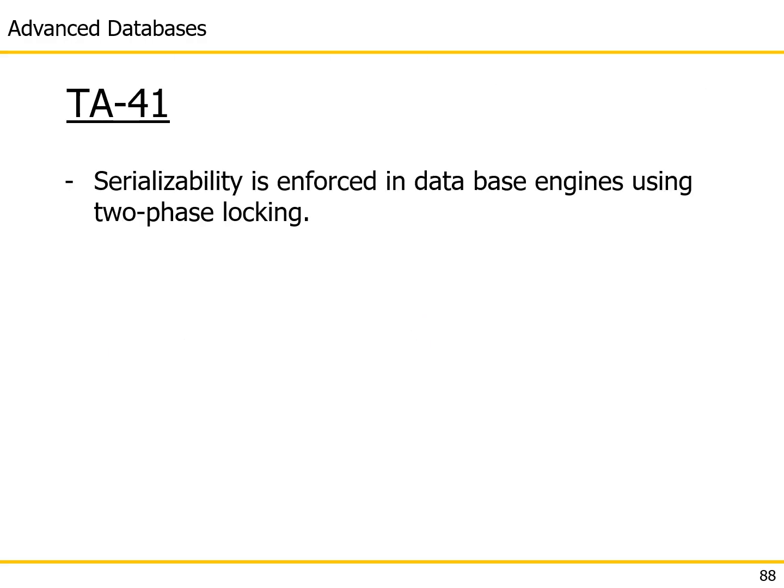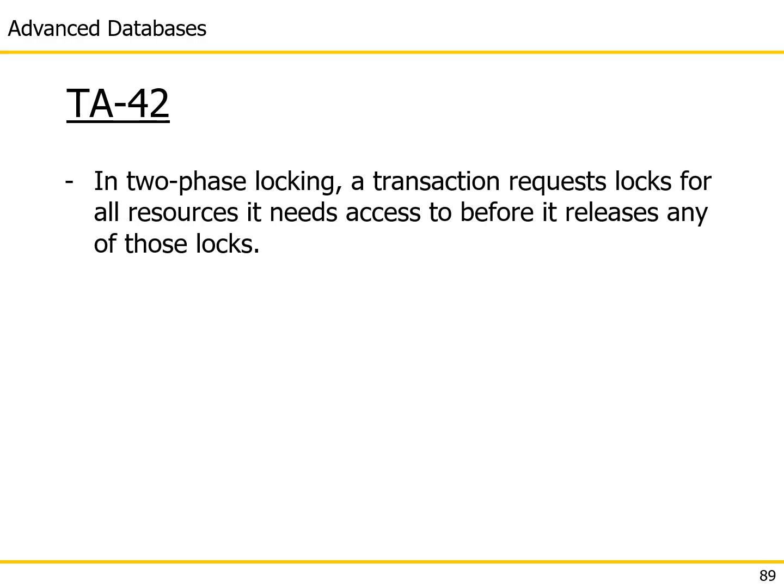So, the takeaway: serializability is enforced in database engines using two-phase locking. That's the real thing. That's actually how the scheduler does it. Second takeaway: in two-phase locking, a transaction requests locks for all the resources it needs access to before it releases any of those locks.